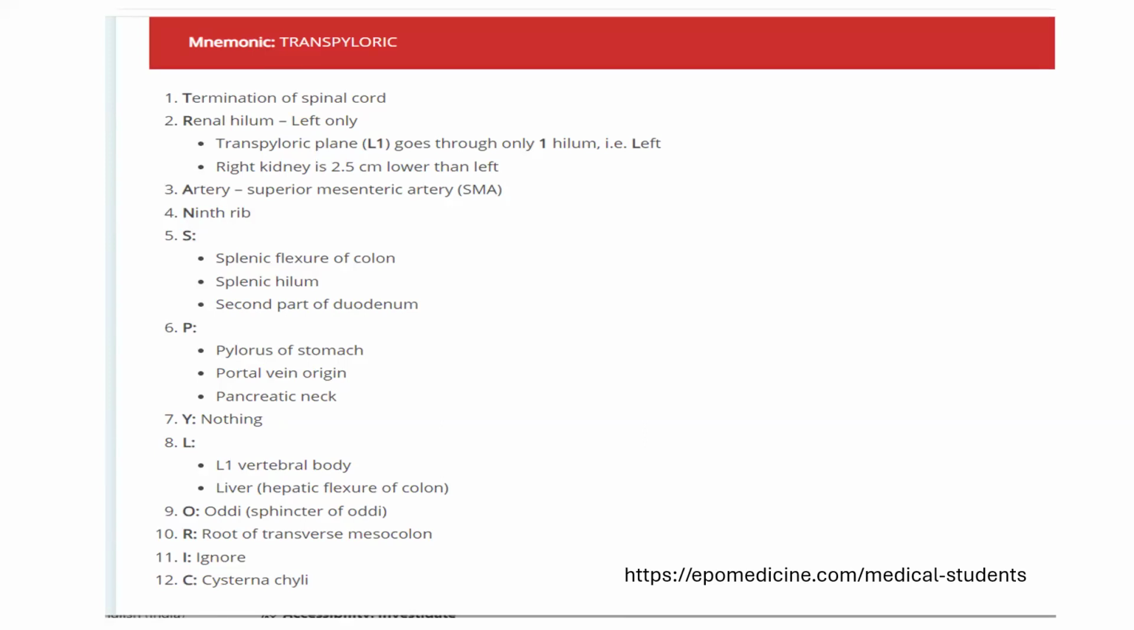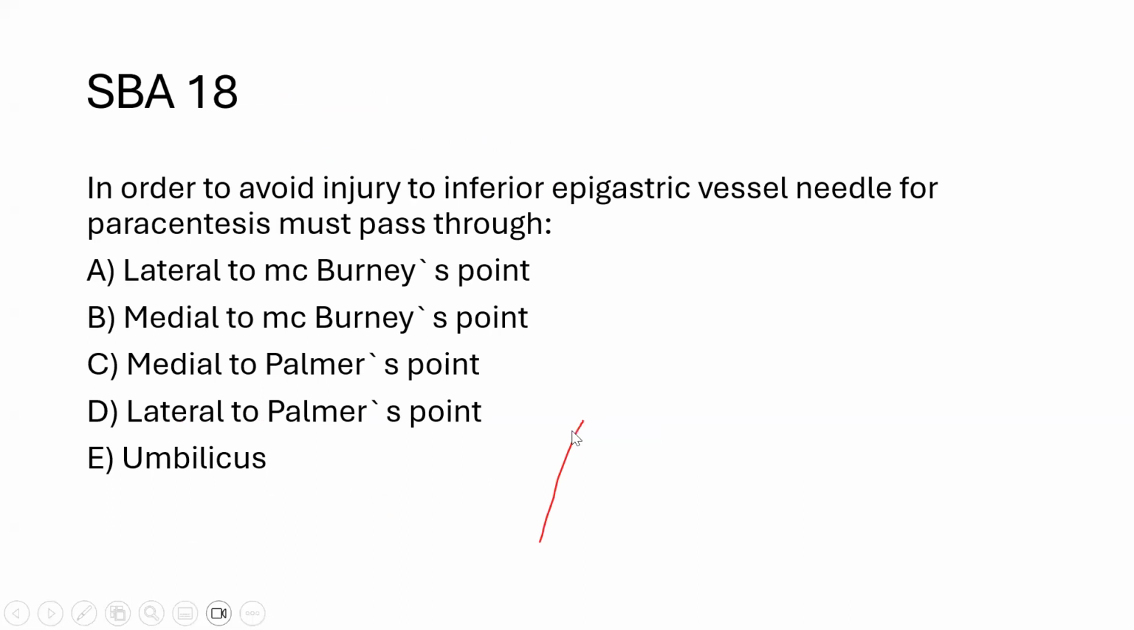Lateral to the McBurney point. Injury to the inferior epigastric vessel. Yes. So again, this is a very favorite question of RCOG. Inferior epigastric vessels are very favorite. So the port has to be lateral to McBurney's point.